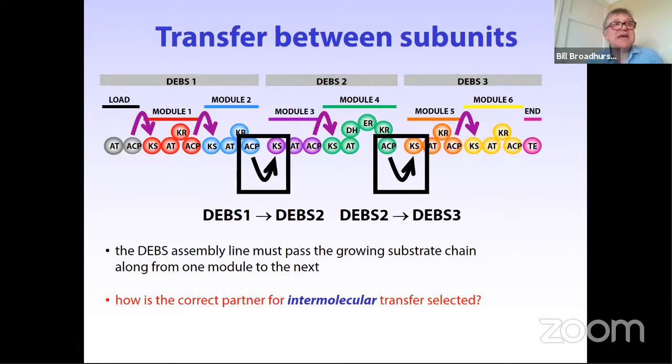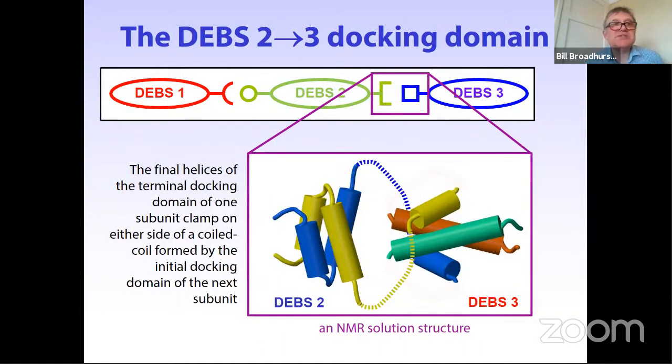So how does DEBS1 know that it's passing its precious product over to DEBS2, as it should, and not directly onwards to DEBS3 instead by mistake? And how is the correct partner always selected? Well, we solve this problem by using NMR to determine the structures of two regions that appear right at the end of DEBS2 and right at the beginning of DEBS3. We called these regions docking domains.